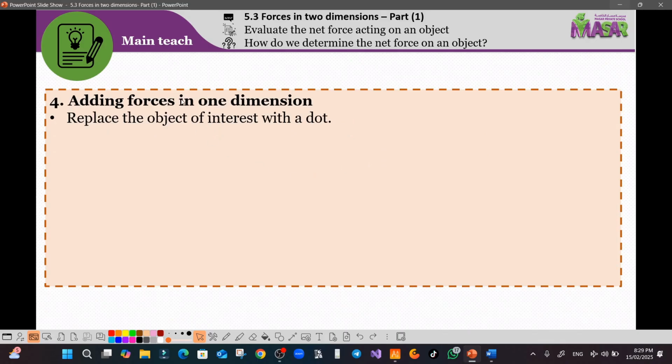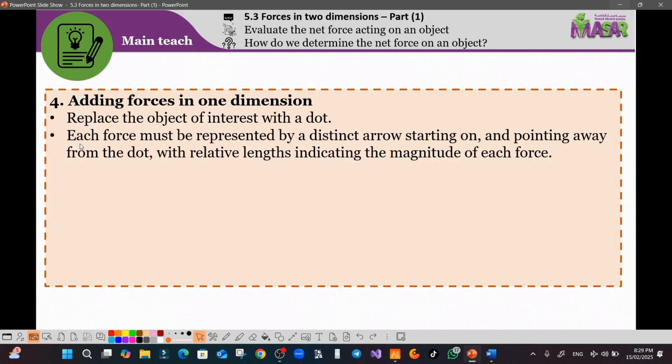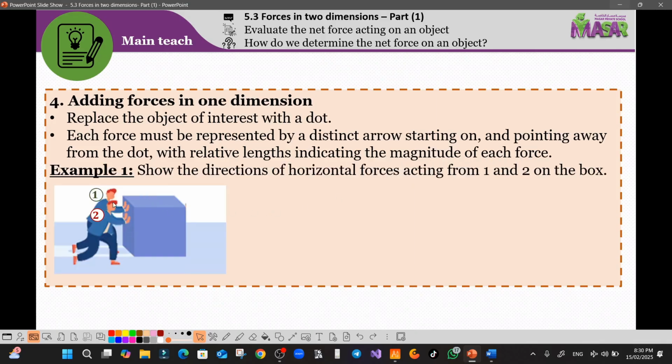Now, to add the forces in one dimension, first we need to replace the object of interest with a dot, and then we follow these instructions to complete the drawing: each force must be represented by an arrow starting on and pointing away from the dot, with relative length indicating the magnitude of each force. So, for example, we have here two forces acting on the box.